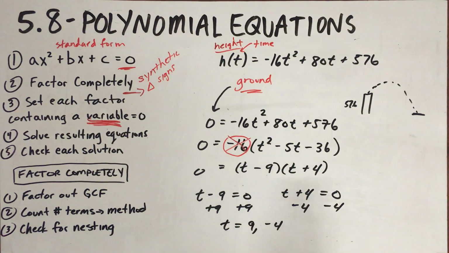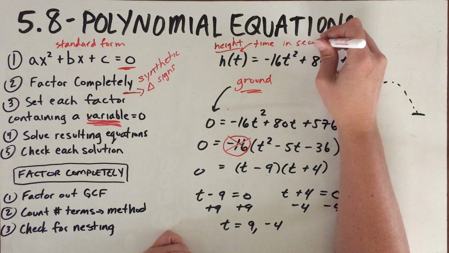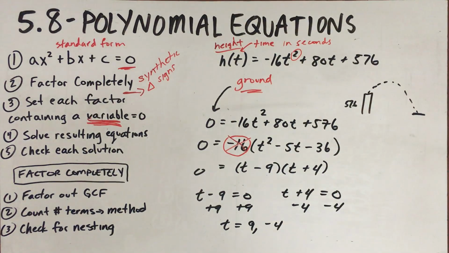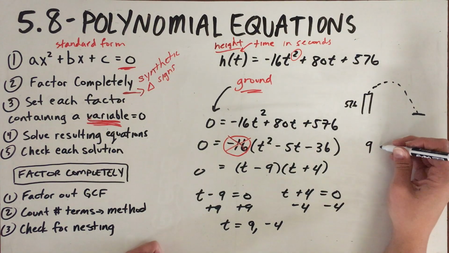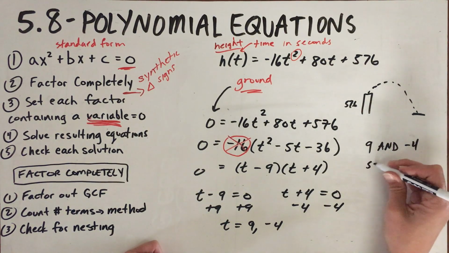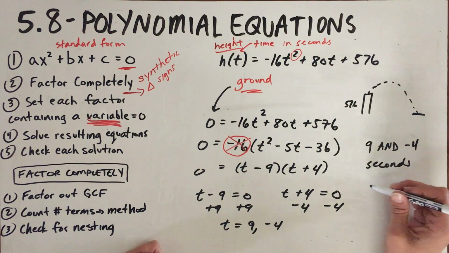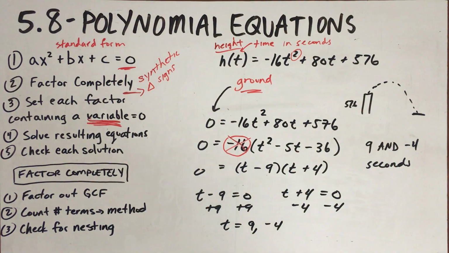But let's interpret t. What is t again? T stands for time in seconds. I have a degree of 2 here, so I expected to get 2 answers. So this means at 9 seconds and at negative 4 seconds, this object will be on the ground. At 9 and negative 4 seconds, this object will be on the ground.